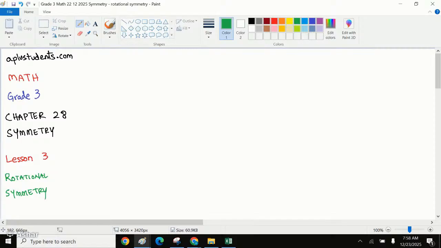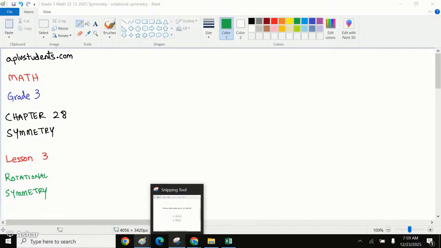I hope you all have joined the math grade 3, found the chapter number 28, that is Symmetry. And we need to go to lesson number 3. Okay. I'll just connect with you on the same page. Okay. I'm on Symmetry and we are doing lesson number 3, that is rotational symmetry. Okay, let's see what we can do in rotational symmetry.